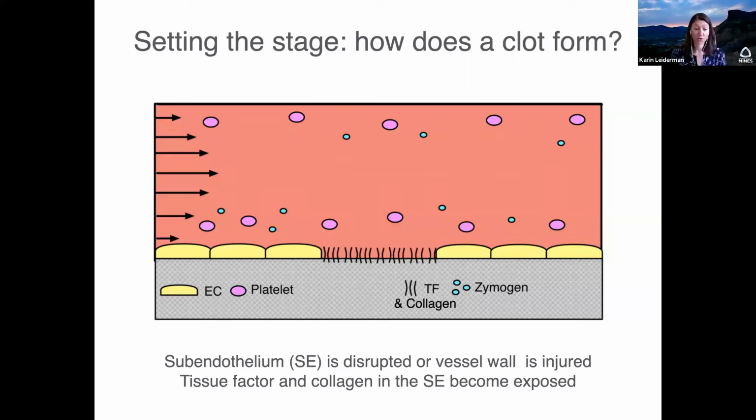When there's some sort of injury or mechanical disruption to the vessel wall, cells in the subendothelium, the layer underneath the endothelium, become exposed to the plasma. Within that tissue, there's tissue factor and collagen that are now making contact with whatever's in the blood. Notice that in this picture I don't have any blood leaking out of this vessel. This is just for schematic purposes to show all of the reactions and interactions. But of course, in an injury where there's bleeding, there would be an actual hole and blood would be leaking from the vessel.